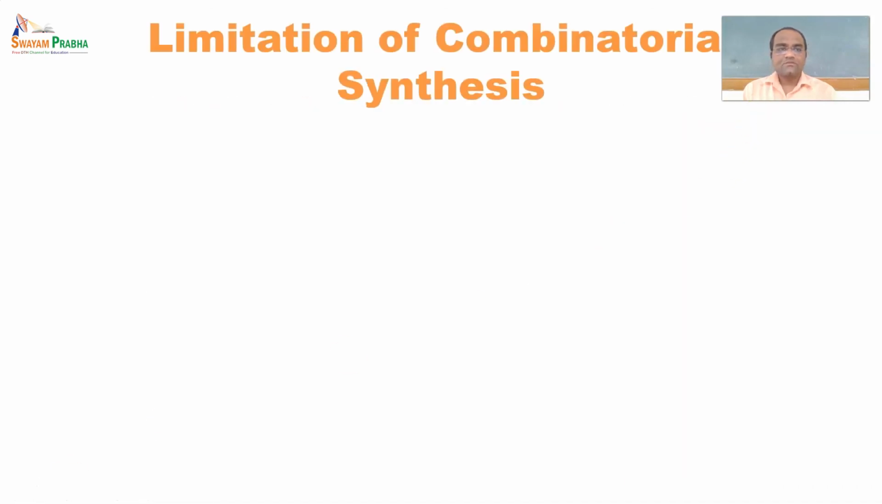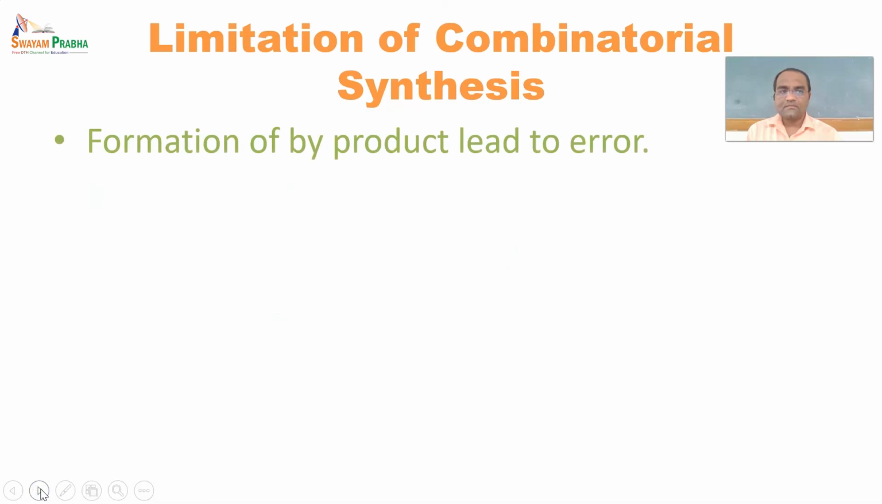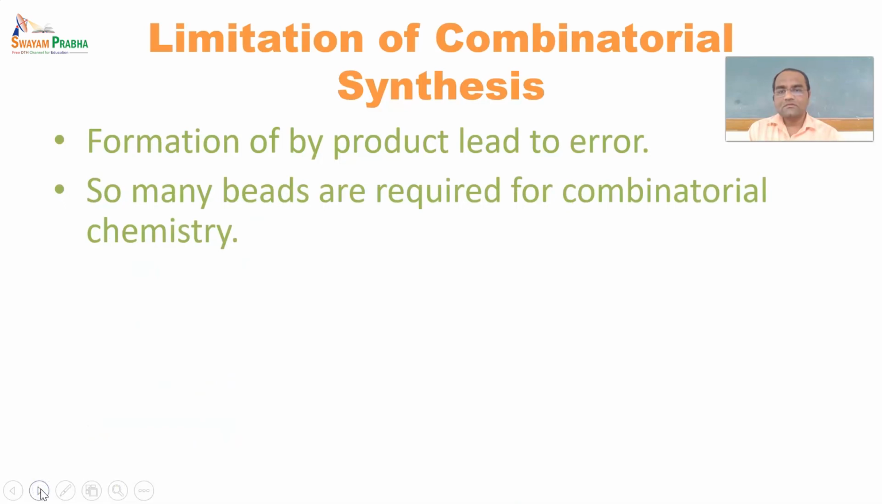So now we'll see what the limitations of combinatorial chemistry are. Many times it happens that due to the huge number of reactions, there may be formation of a byproduct, an undesired one. After that, so many beads are required for combinatorial chemistry, so it does not make it economical.